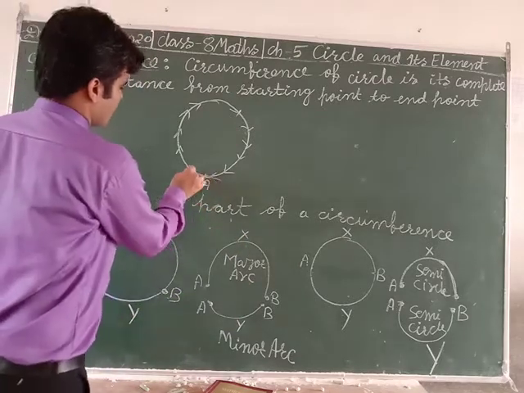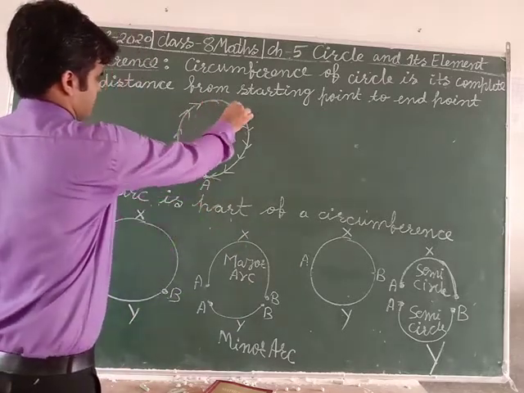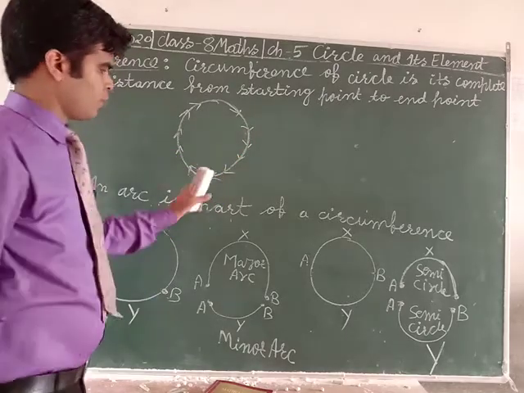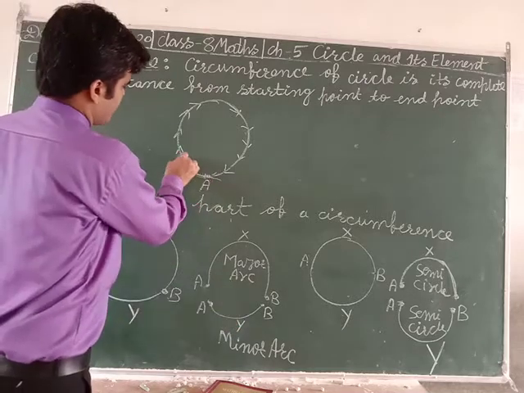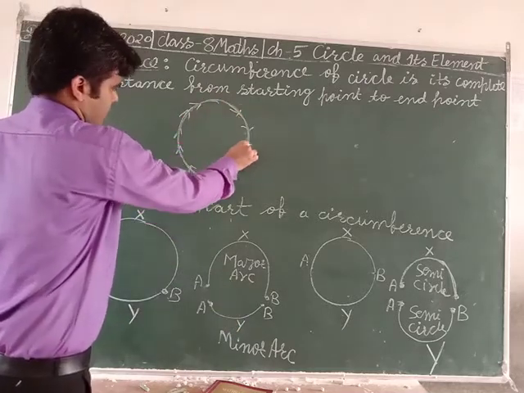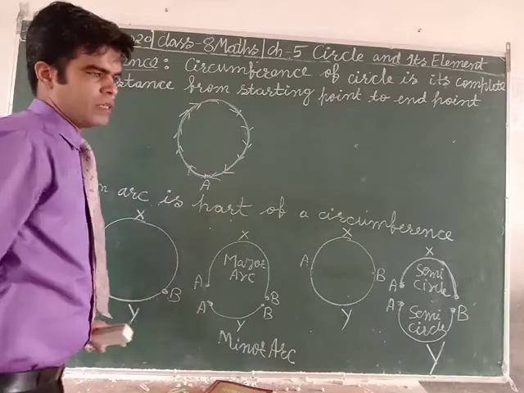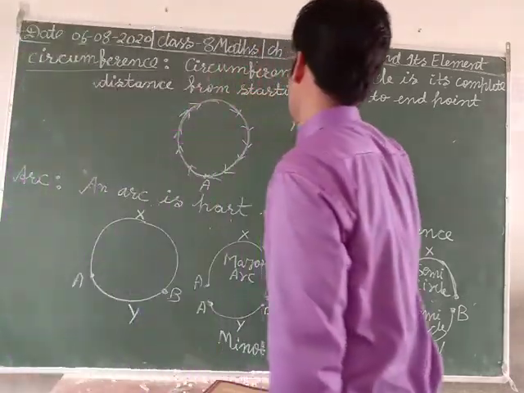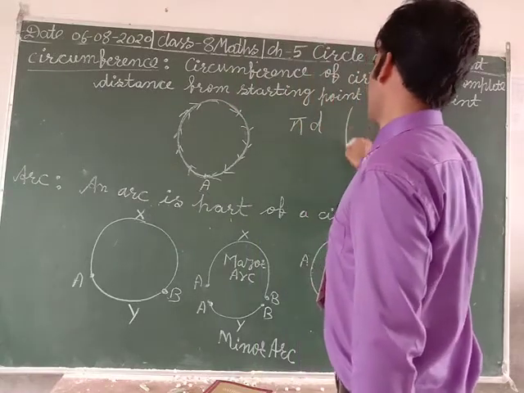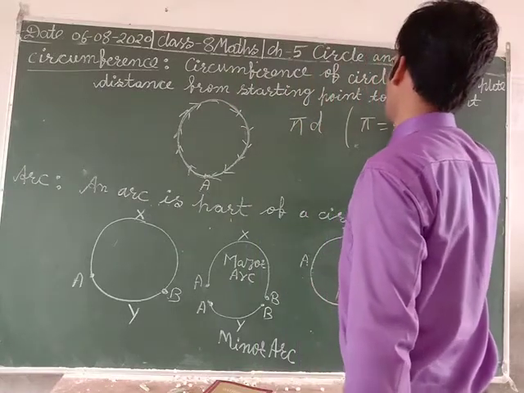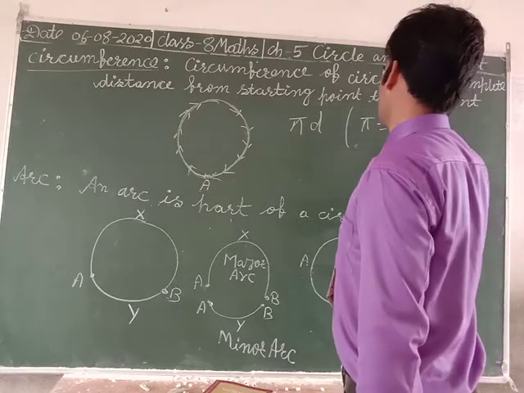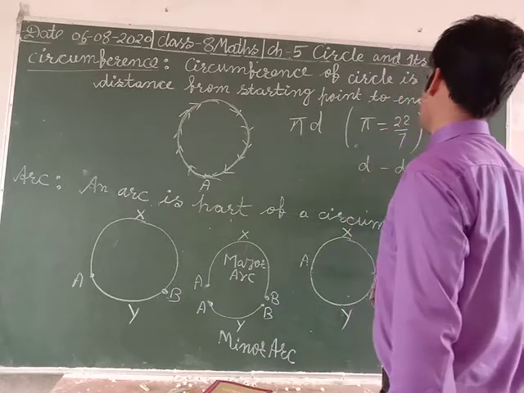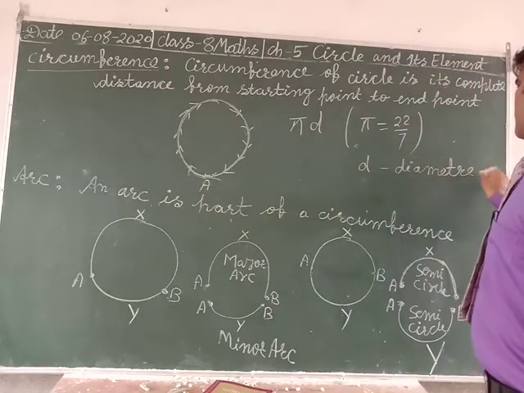Suppose you start from A like this and end also on point A. So the whole distance that you covered through a circular path is known as circumference. And the formula for circumference is pi d, where pi is a constant value 22 upon 7 and d is the diameter of the circle, whatever value will be given.